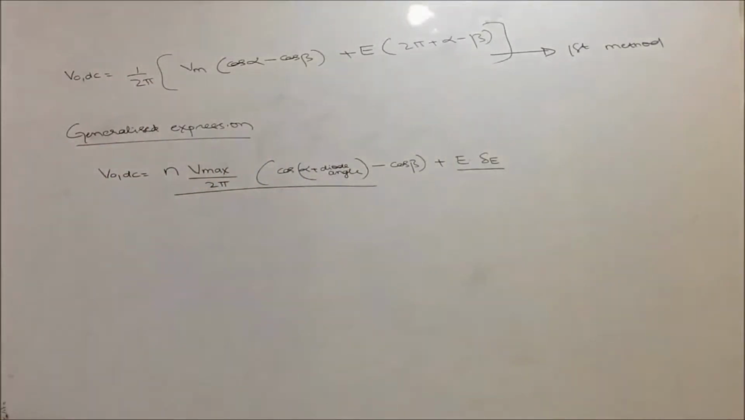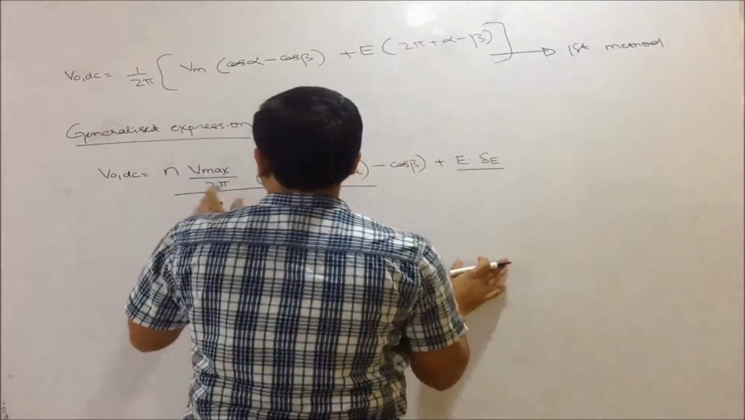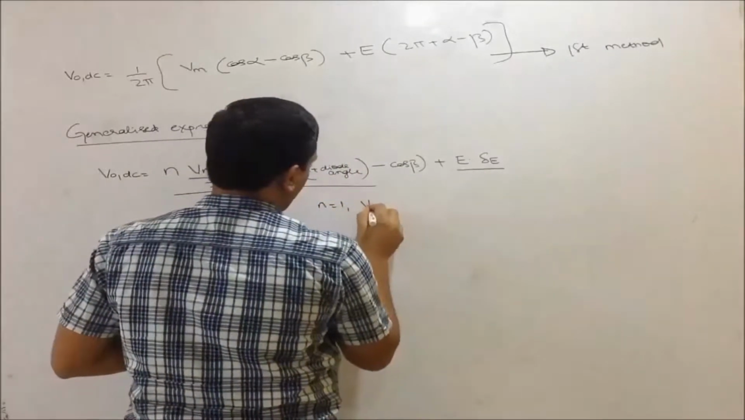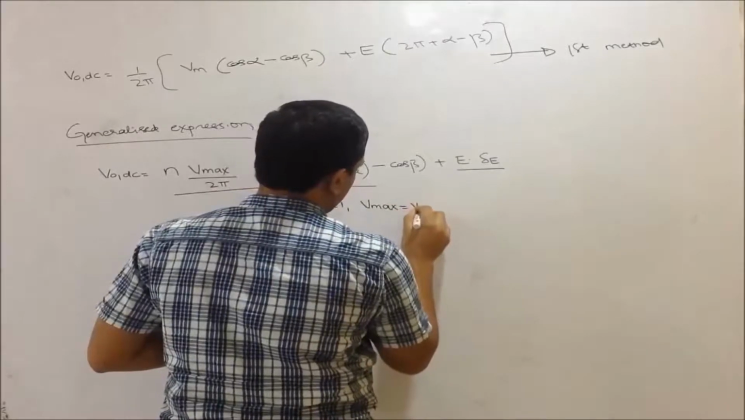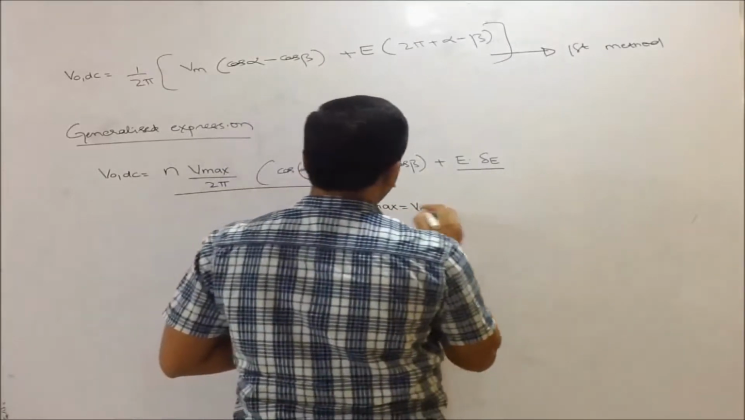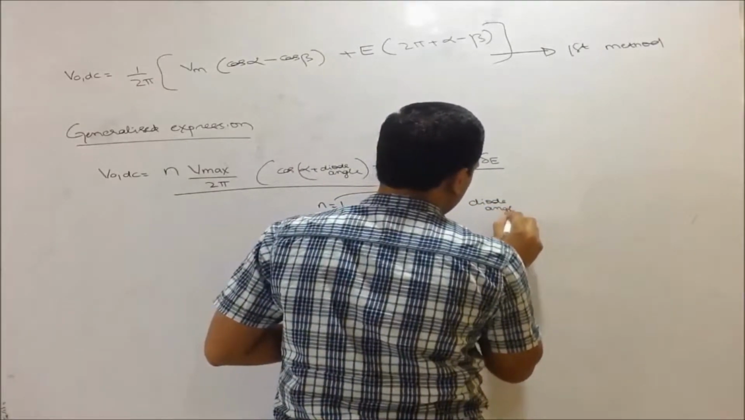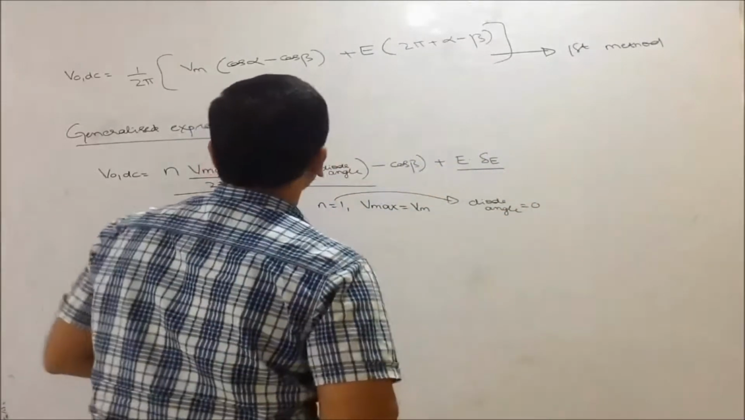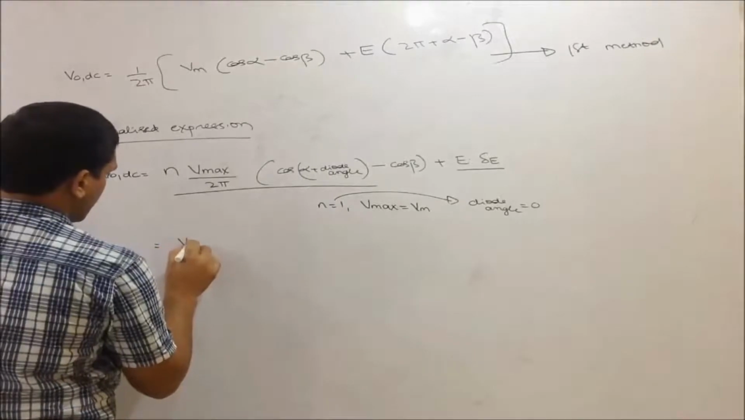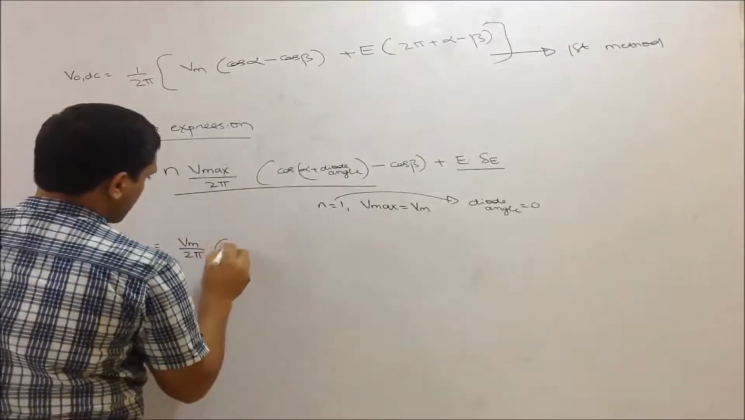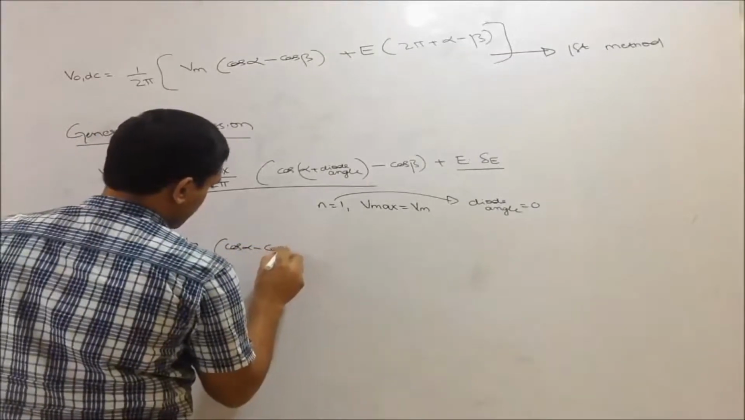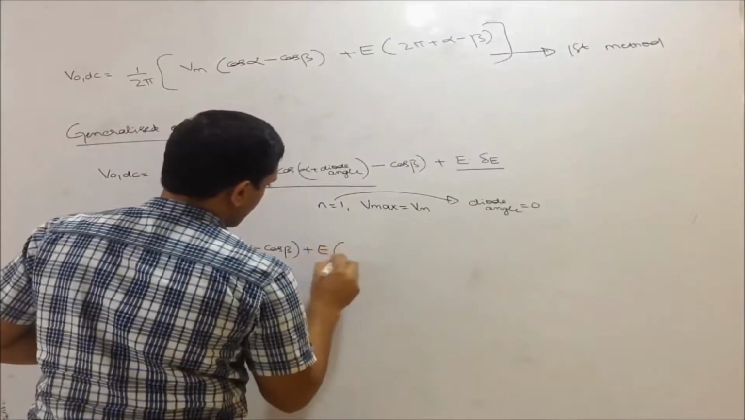Now we will simplify the first term. Here n equal to 1, V max equal to Vm. The moment n is 1, what happens? The diode angle is 0. N equal to 1 gives diode angle equal to 0. So putting these things, V0 becomes Vm by 2 pi into cos alpha minus cos beta plus E into delta I.